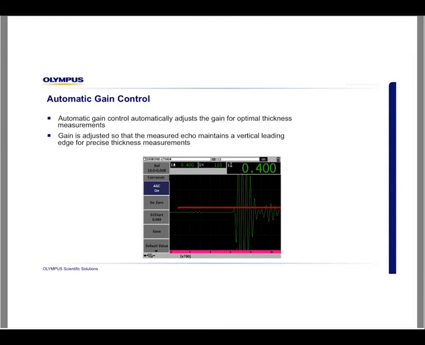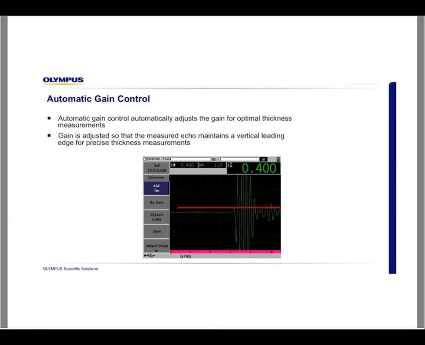So a bit more on our automatic gain control function. The automatic gain control is automatically adjusting your gain for optimal thickness measurements. And it uses an algorithm that was used on the 38DL Plus to guarantee consistent and accurate thickness measurements. So it detects the first lobe of a signal and then uses an algorithm to determine the zero crossing point and adjust that lobe height so that you get a vertical leading edge and a consistent thickness measurement.